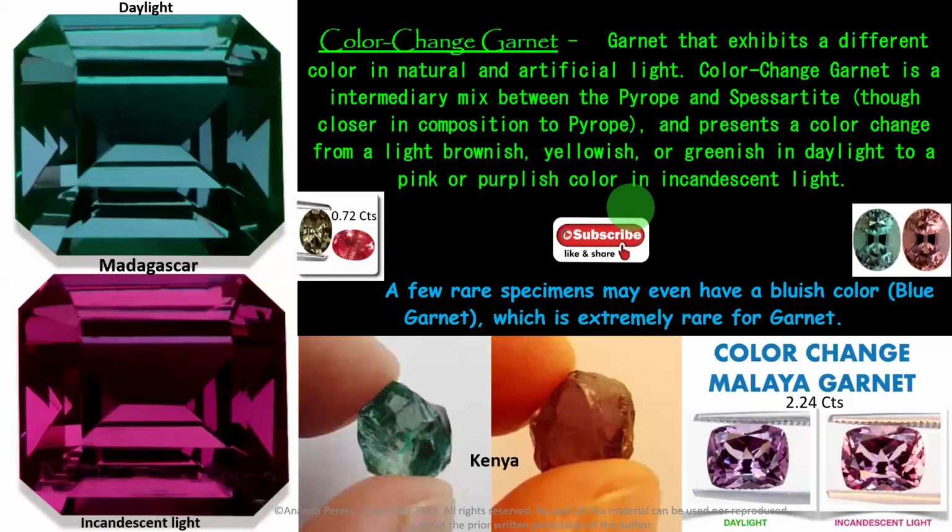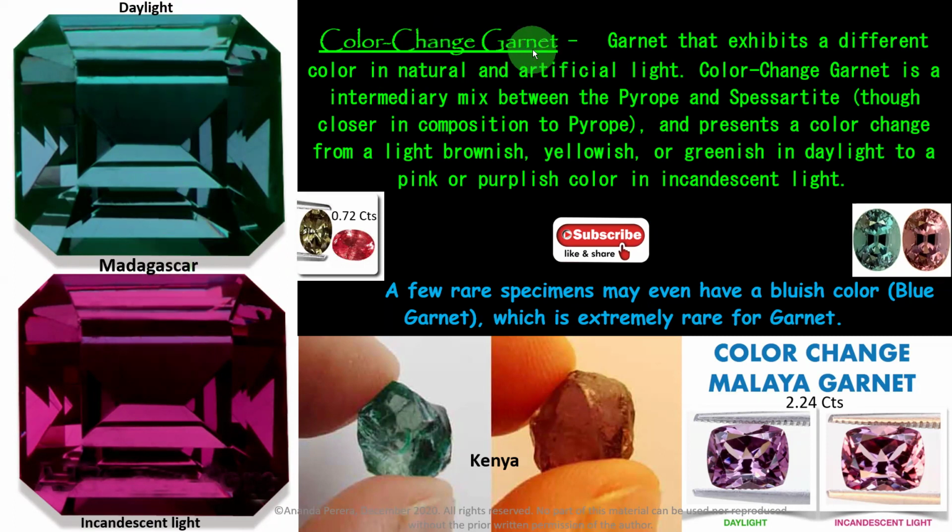Right. Now we are moving to here. What is this? Color change garnet. See, in daylight, it is giving blue or bluish green. In incandescent light, it is giving purplish red, raspberry red. If it is blue color, that is called blue color change garnet, blue garnet. We learned earlier, it is very, very rare, highly prized in the world. So this is Madagascar color change garnet.